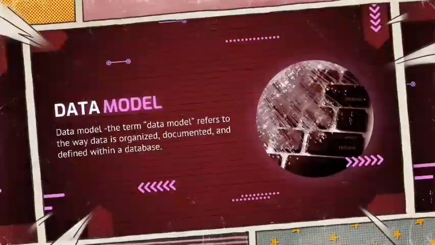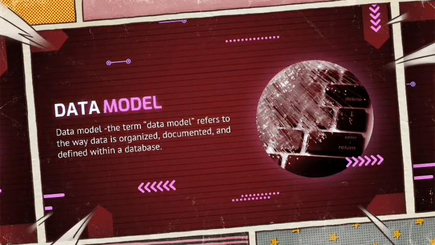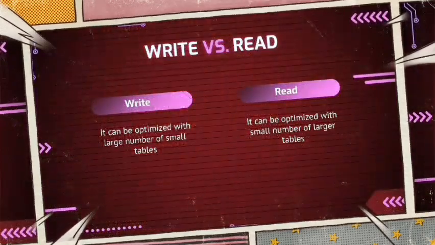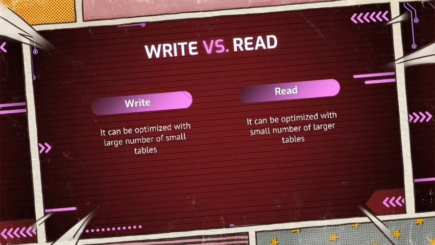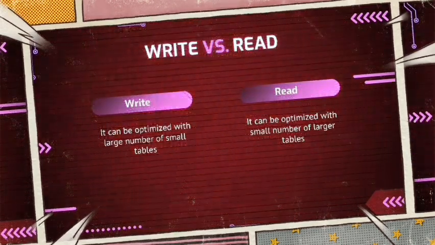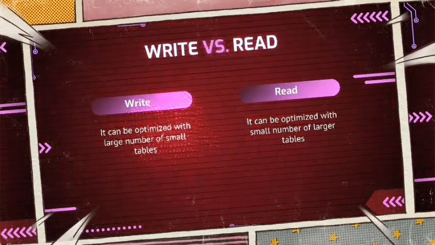For the data model, the term data model refers to the way data is organized, documented, and defined within a database. So we have mentioned the database. The operations of a database are primarily of two types: the write and read. Let's represent the write. The write can be optimized with a large number of small tables, while the read operation can be optimized with a small number of larger tables.